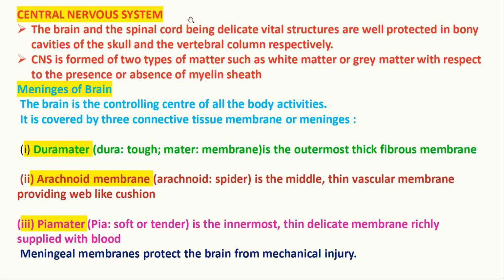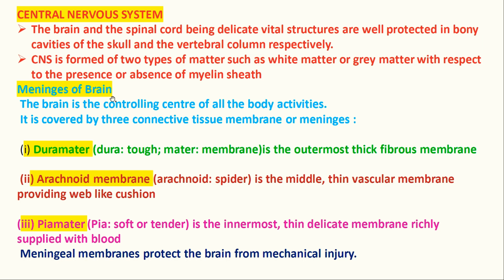The central nervous system, the brain and the spinal cord, being delicate, are very vital structures. They are protected in the bony cavities of the skull and the vertebral column respectively. Brain is kept in the brain box or the skull, and the spinal cord is kept inside the vertebral column. CNS is formed of two types of matter, white matter and grey matter, with respect to the presence and the absence of the myelin sheaths, as we have seen before.